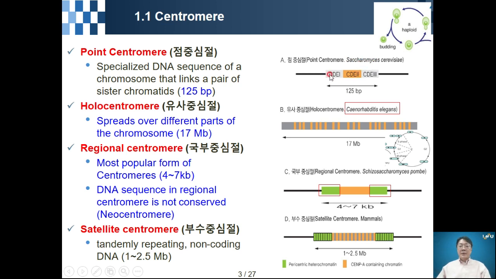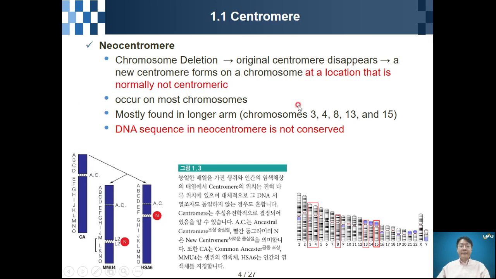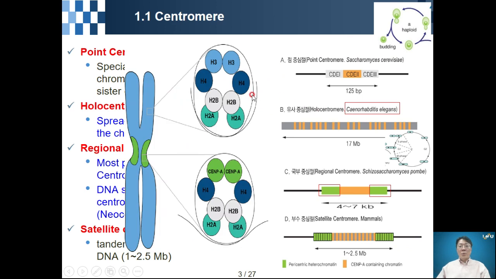And also, the point centromere is composed of CDE1, CDE2, and CDE3. In this region, CDE2 is the specialized DNA sequence of the chromosome centromere where the CENPA binds.